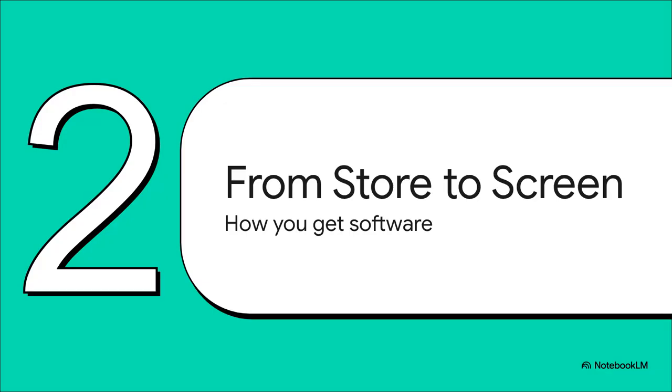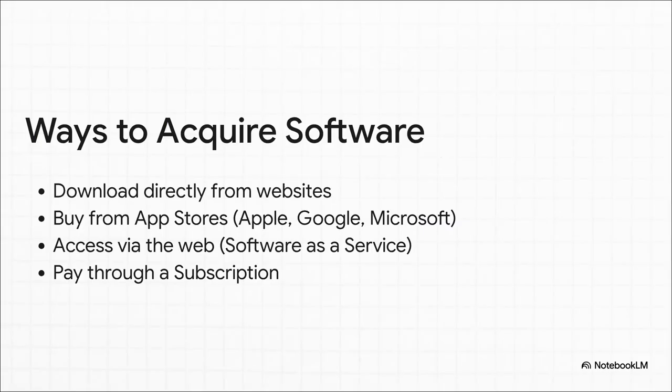All right, so we know what it is, but how does this stuff actually get from a developer's computer onto your screen? The way we do this has changed a lot over the years. Yeah, remember buying software in a big box at a store? Those days are pretty much over. Now you can download it right from a website, you can go to an app store, or, and this is a huge one now, you just access it through your web browser. This is often called software as a service, and it's usually paid for with a subscription.